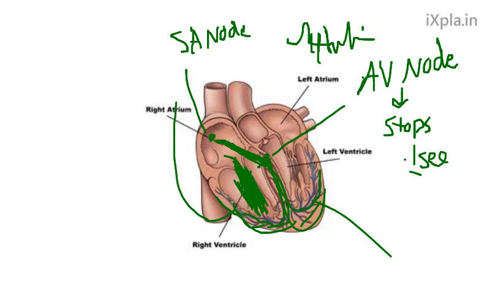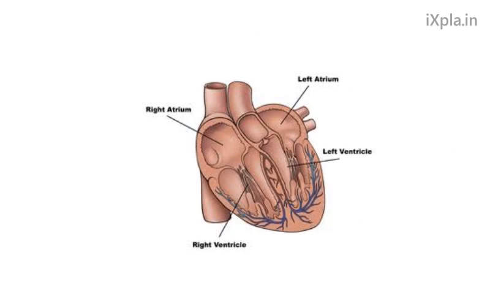And now going back to just the plain heart. The P wave measures atrial depolarization. QRS measures ventricular depolarization, where the ventricle is contracting. This measures ventricular repolarization, or the ventricle is repolarizing. And atrial repolarization is hidden somewhere in this QRS segment.